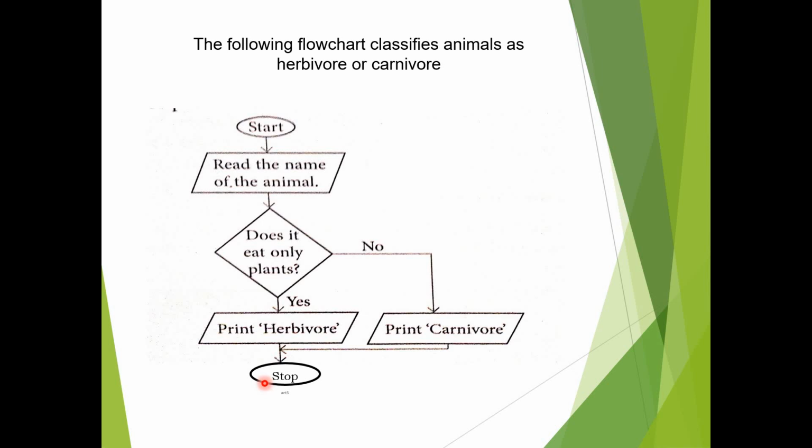Clear children? Clear? It's reading the name of the animal. It's analyzing it. It is analyzing here. Plants മാത്രം കഴിക്കുകയാണെങ്കിൽ herbivore. Plants അല്ല, flesh വേറെ animals fleshും കഴിക്കുക അങ്ങനെയൊക്കെയാണെങ്കിൽ print it as carnivore. And then it will connect to stop. Clear children? So all these three questions on flowcharts, you can write in your notebook with a question and the answer. You can pause the video and then start writing all these three questions in your notebook.